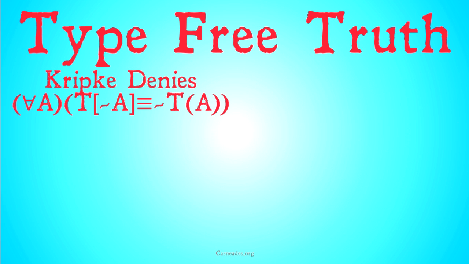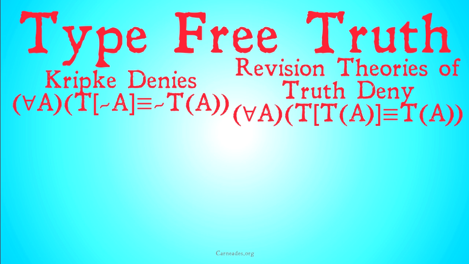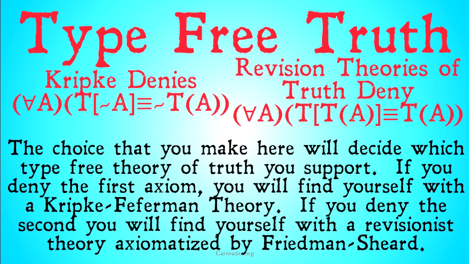Well, Kripke's theories of truth are going to deny the first one, while revision theories of truth are going to deny the second one. The choice that you make here will decide which type-free theory of truth you support. If you deny the first axiom, you'll find yourself with a Kripke-Feferman theory. If you deny the second one, you'll find yourself with some kind of a revisionist theory axiomatized by Friedman and Sheard.